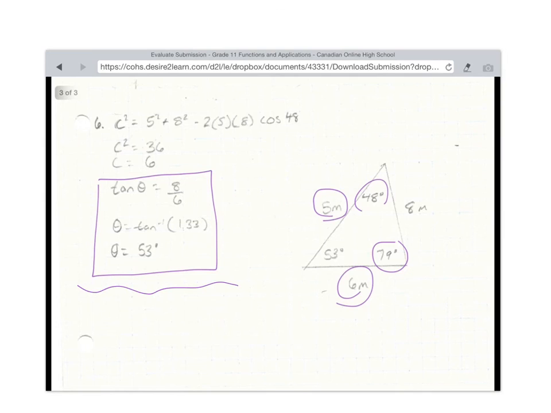So same problem each time, same mistake, and I want you to just go back and practice that and make sure that you understand the second and third steps in these problems to fill in those last two angles.